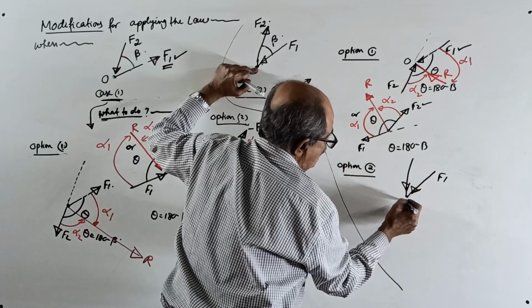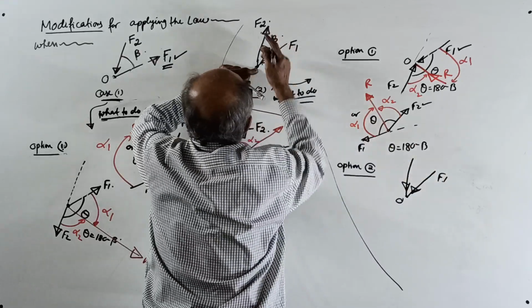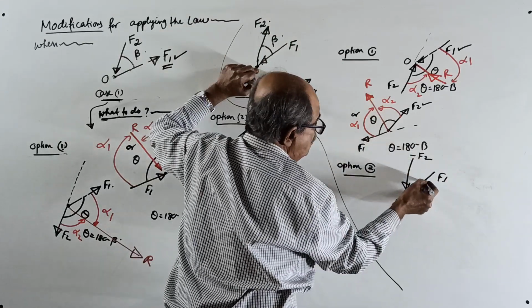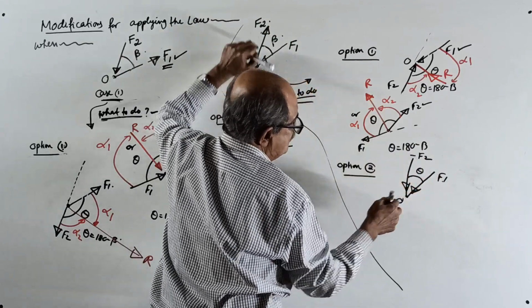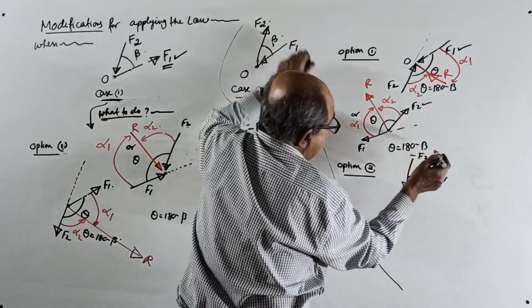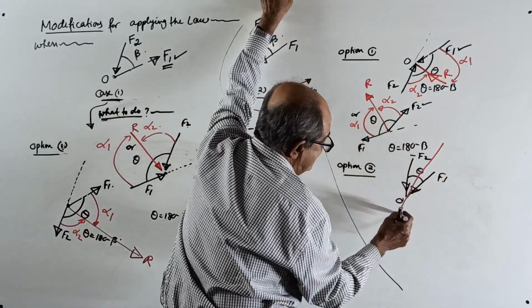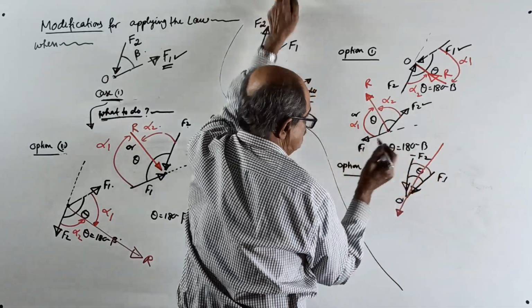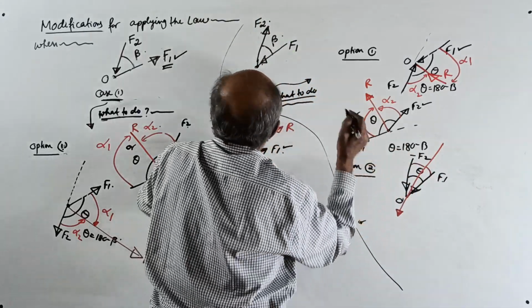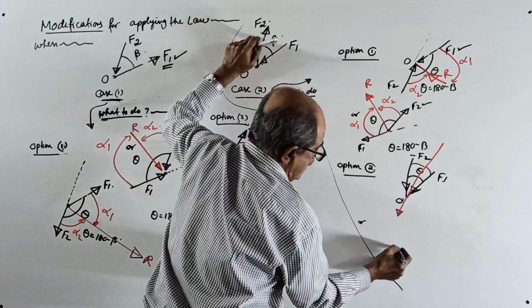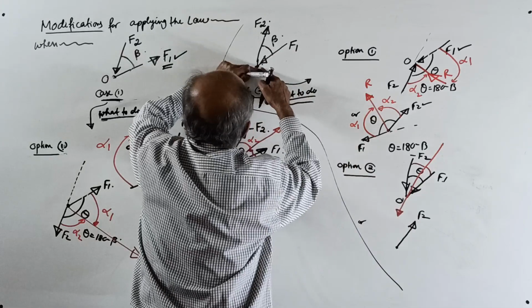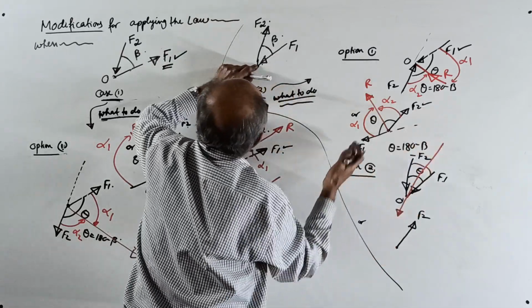Okay, meeting point here, O. This is F1, and this F2 is going this way, so you write this as minus F2. Now your theta is this one only, because both are incoming. Now the resultant, you have to mark this way. Alpha 1, alpha 2, and maintain F2 as it is. It's outgoing, going away.